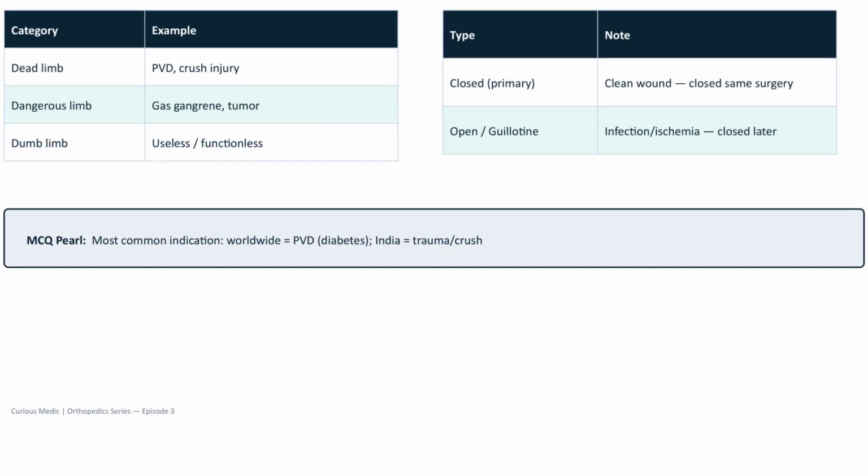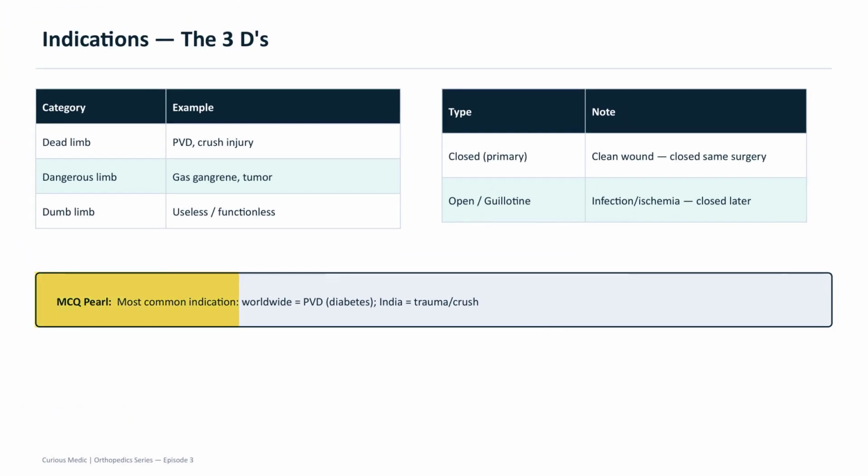An important MCQ distinction. The most common indication for amputation worldwide is peripheral vascular disease, particularly in diabetic patients. But in India, the most common indication is trauma, specifically crush injury.